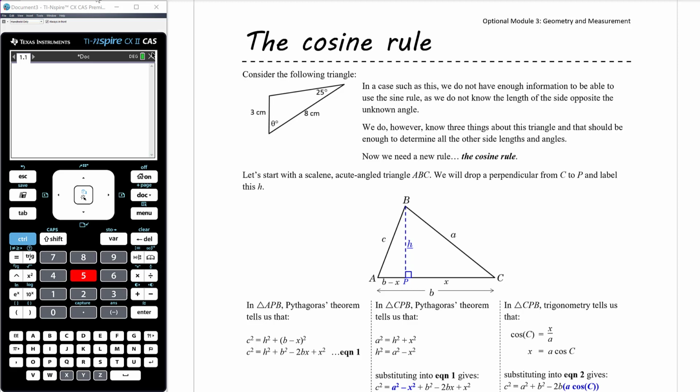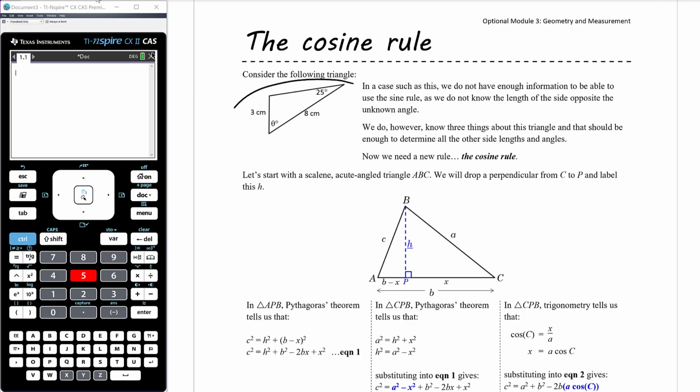So you remember the sine rule requires that we know a side length and its opposite angle. And it also requires that we are trying to find the side length opposite the angle we know, or we're trying to find the angle opposite the length that we know. So it won't always work.